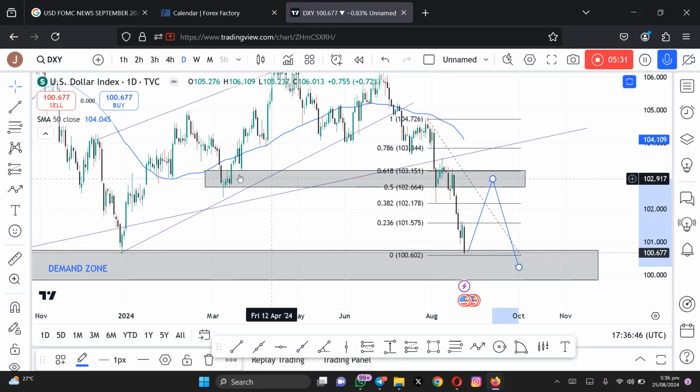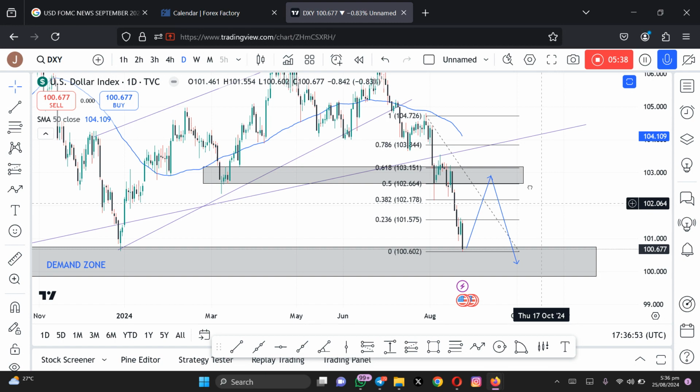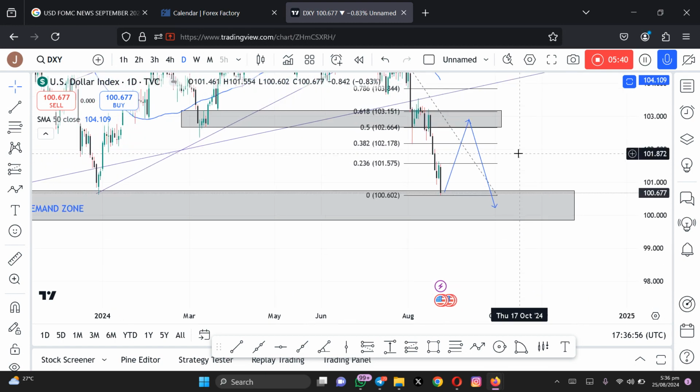I'll be expecting the market to pull back to this zone, and as soon as I see the market pulling back to this zone, that will give me the opportunity to be looking for buys on gold, buys on US 30, buys on AUD/USD and GBP/USD, and also the other way round for USD/JPY and USD/CHF.